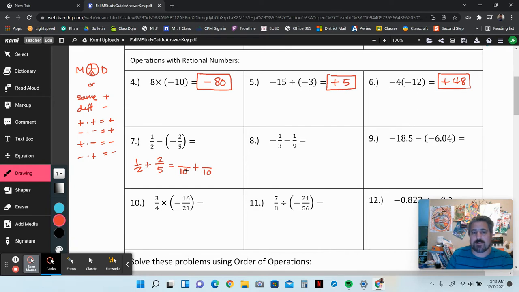And then when we create equivalent ratios out of 10, you're just going to multiply top and bottom by the same value. So what would you multiply 2 by to get 10? 5. So 1 times 5 is 5. What would you multiply 5 by to get 10? 2. So then 2 times 2 is 4. So this is the same as 5 tenths plus 4 tenths.